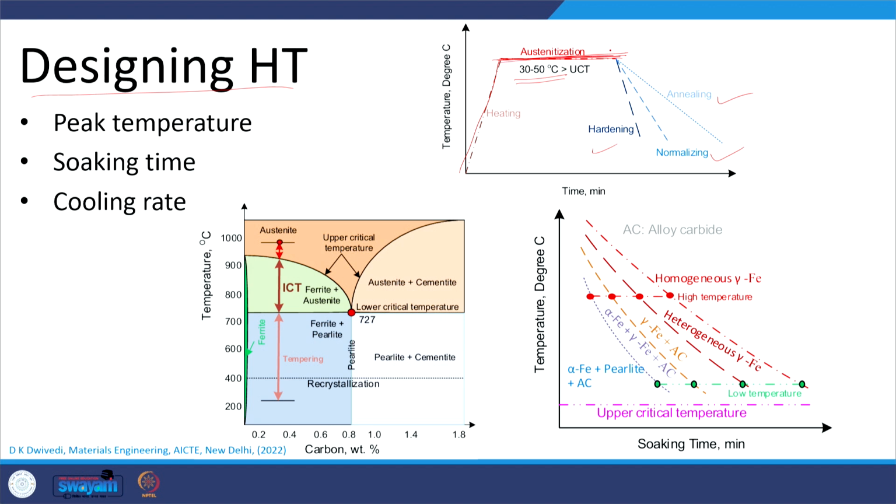Then we hold it at that temperature for attaining the homogeneous austenitic state. Thereafter, we impose suitable cooling rates: slow cooling for annealing, a little faster cooling for normalizing, and a further higher cooling rate for the hardening purpose.